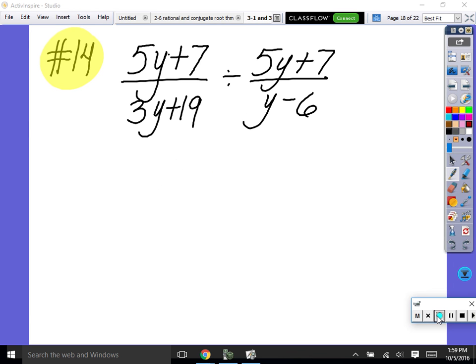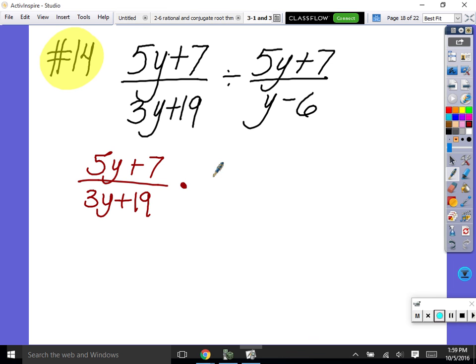Listen to my saying: dividing fractions is easy as pie. You flip the second fraction and then you multiply. So looking at this one, we have this divided by this. It's just 5y plus 7 over 3y plus 19. You flip the second fraction and multiply. So that would be y minus 6, I'm flipping the second, 5y plus 7.